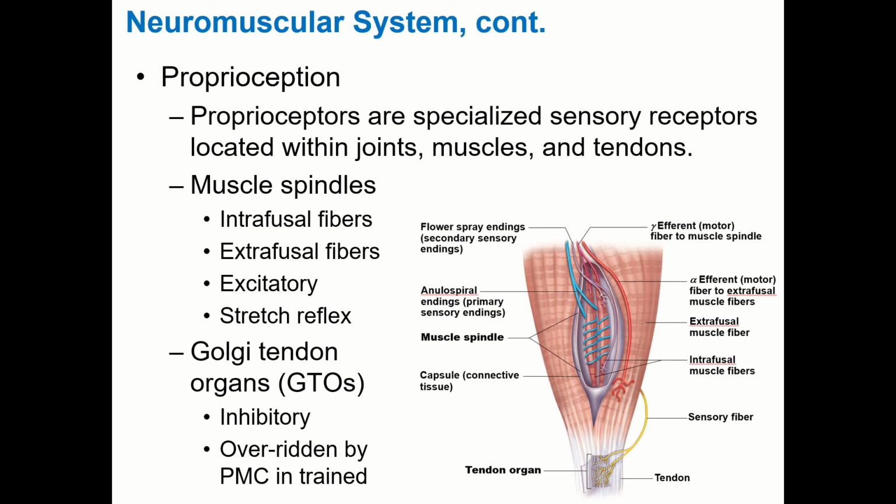So maybe, if you cause too strong of a muscle contraction, you'll get damage to the muscle belly, but also maybe the tendon pulls away from the bone or something like that. So the Golgi tendon organs are kind of the governor on this whole system to try to prevent too much contraction of the muscle and prevent damage that way. The bottom thing there where it says overridden by PMC, PMC is primary motor cortex, it's in the brain.